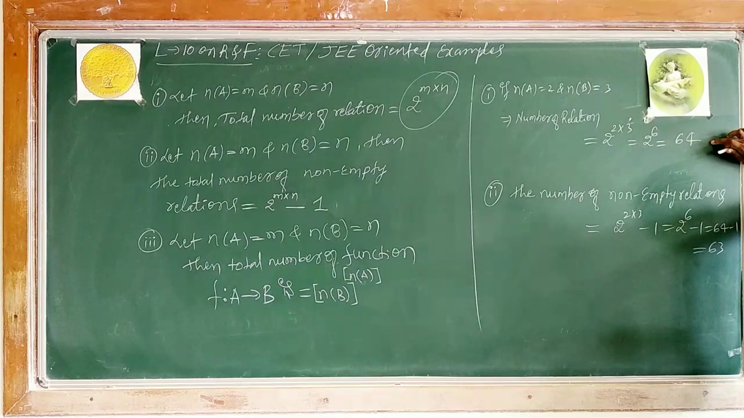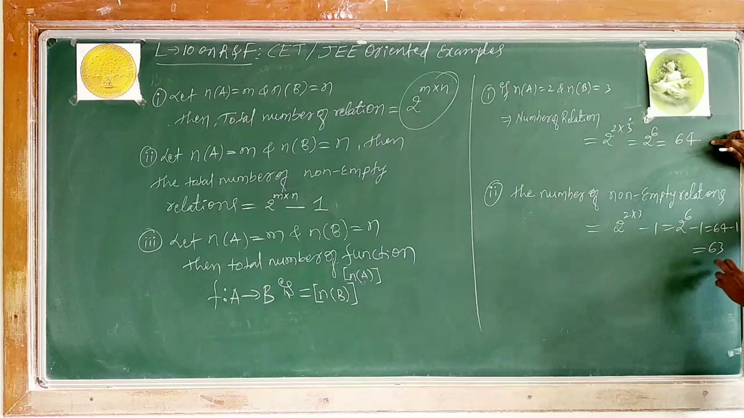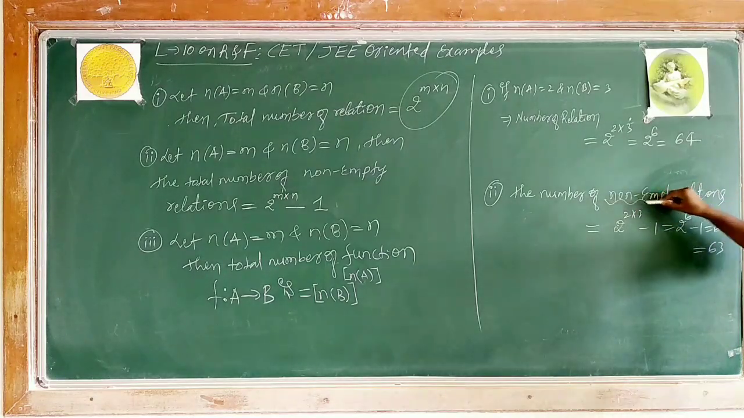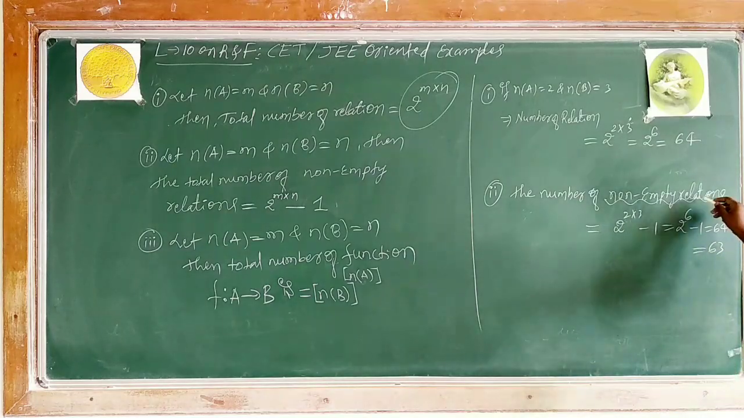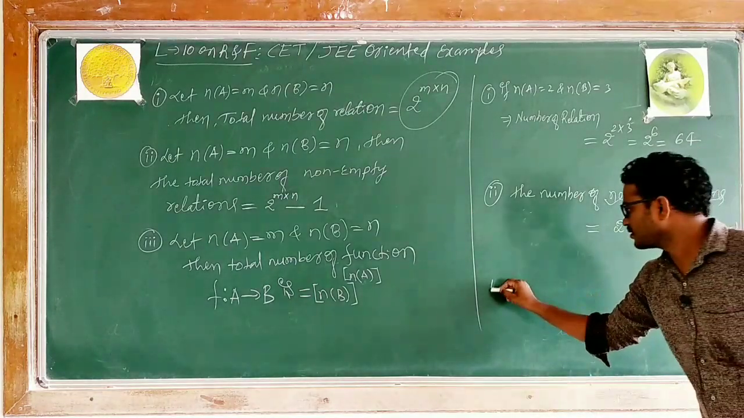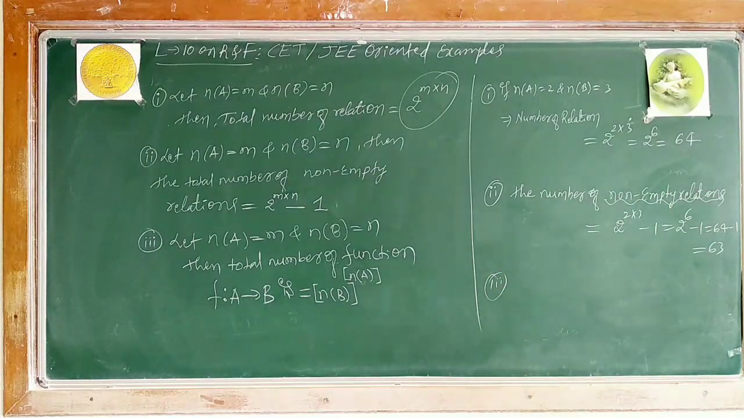If you know the number of relations, you can find the non-empty relations by making it minus 1. In that case, you will get the number of non-empty relations. How many possible non-empty relations? 63. Then the third one: how many possible functions can we form?